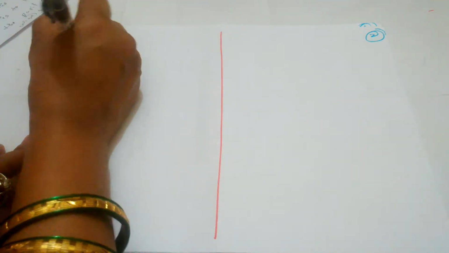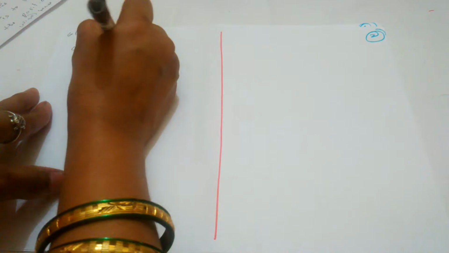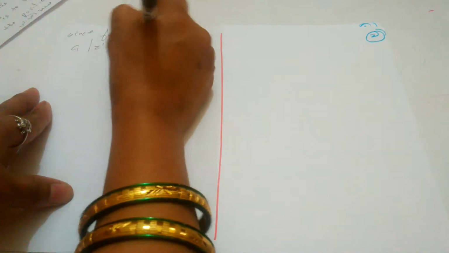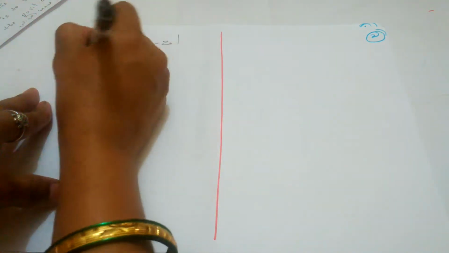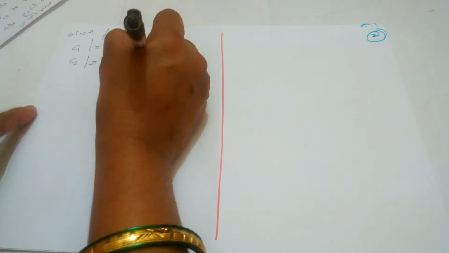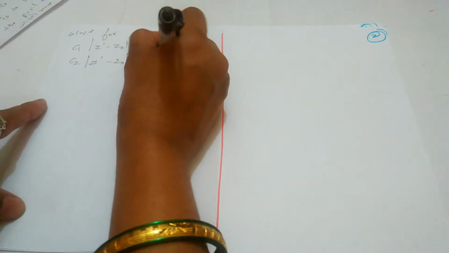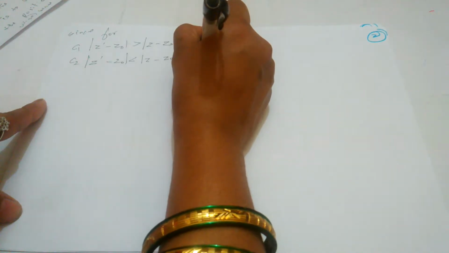Now since for C1 we have modulus of z dash minus z naught greater than z minus z naught, and for C2 we have modulus of z dash minus z naught less than z minus z naught. This we have defined.